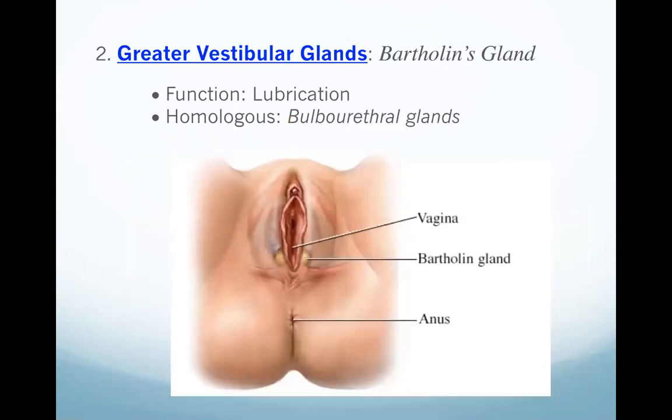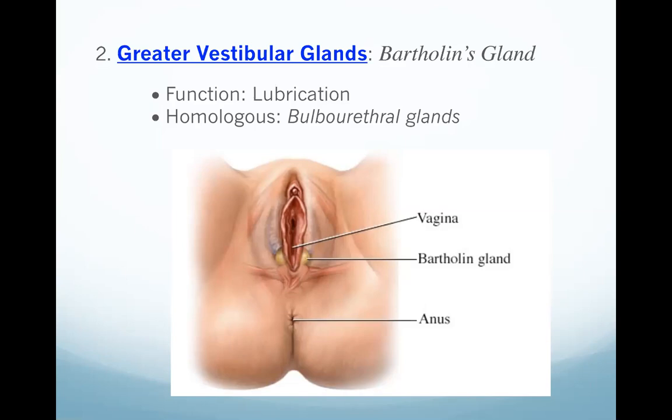And then we have what's called the greater vestibular gland, and these are going to be homologous to the bulbourethral glands. Remember, in the male, you have the bulbourethral glands sitting right at the bulb of the penis, and that's why they're called bulbourethral. They're sitting right at the bulb of the penis.